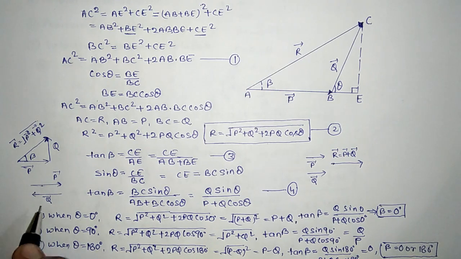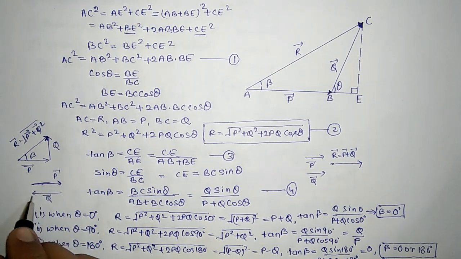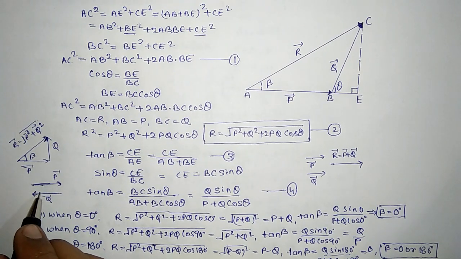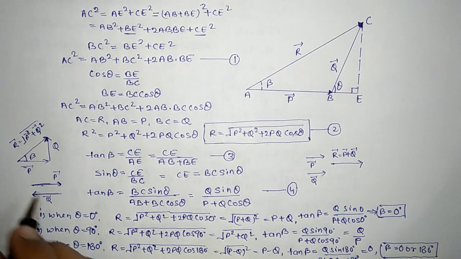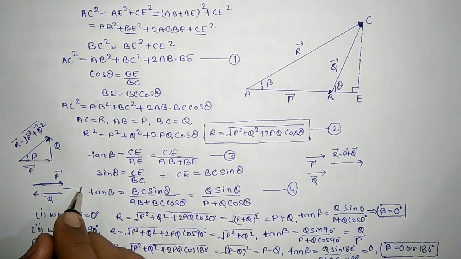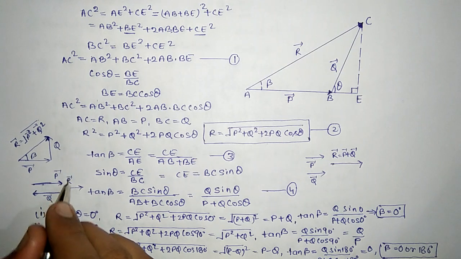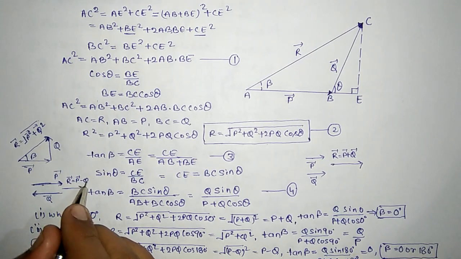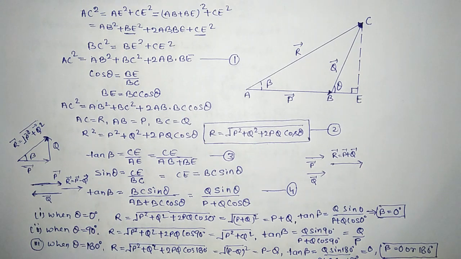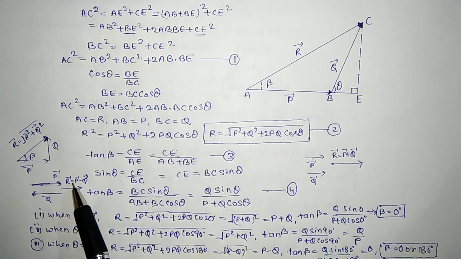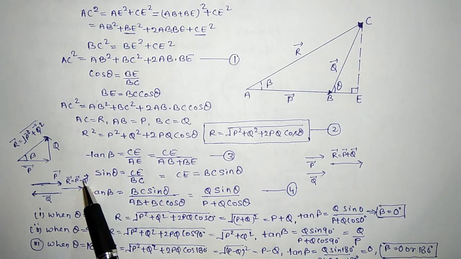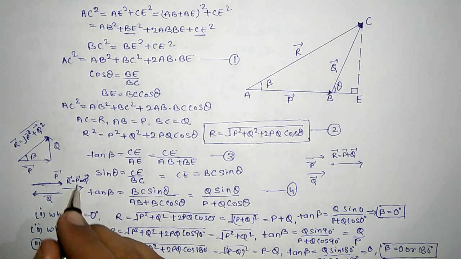This is just a situation like this, a vector P is acting in this direction and the other vector Q is acting in the opposite direction. Then the resultant R will be given by P minus Q. The direction of the resultant will depend on which one is greater. If P is greater, then the resultant will be along the direction of P. If the magnitude of Q is greater, then the direction of this resultant will be along Q.